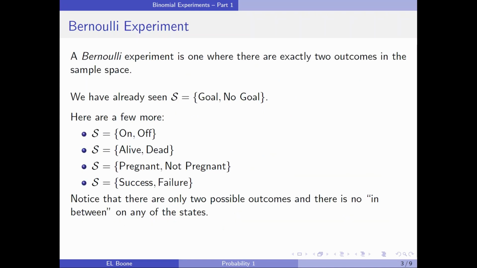All right, in the last video we talked about the Bernoulli experiment. It's one where you have exactly two outcomes in the sample space. So we've already seen goal, no goal, and a few more: on, off, alive, dead, pregnant, not pregnant, success, failure. Now, there are only two possible outcomes and there is no in-between on any of these states.